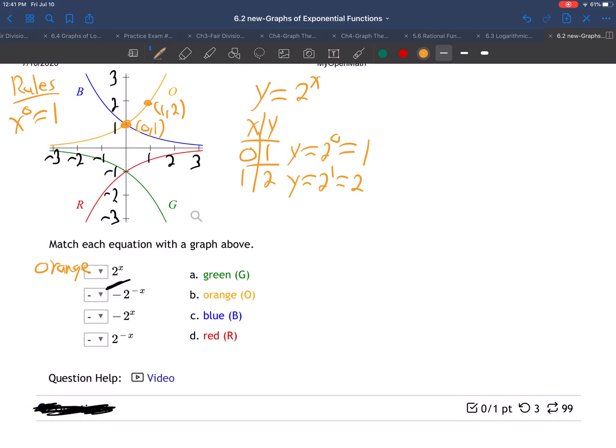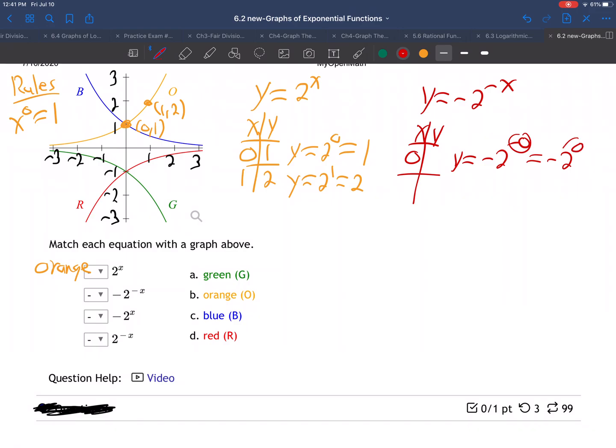All right, next we're going to do the one that's negative 2 to the negative x. Okay, so let's try that one. So this looks a little tricky. Plug in 0 again. So y will equal negative 2 to the negative 0. Negative 0 is just 0. Now what's 2 to the 0? Remember, anything to the 0 is 1. So this is negative 1 because there is that negative in the front as well. So this came out negative 1.